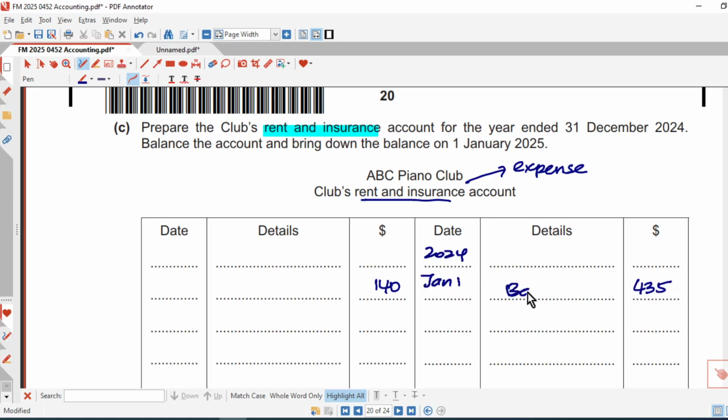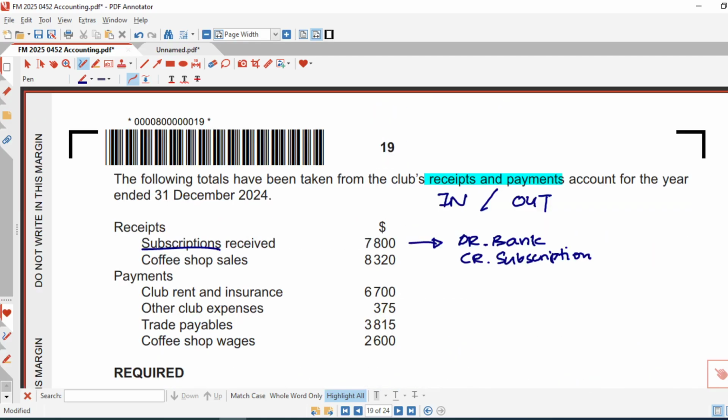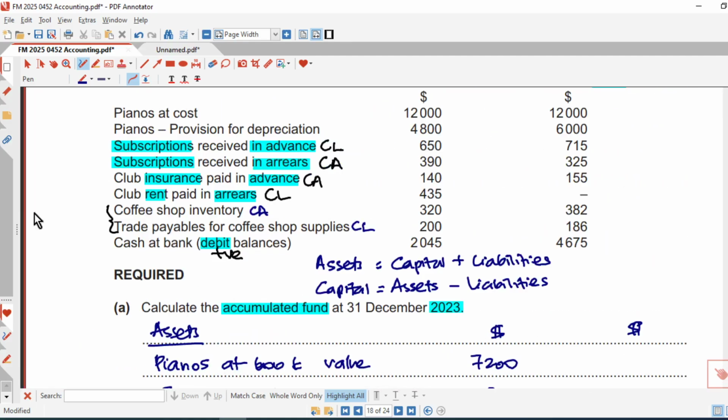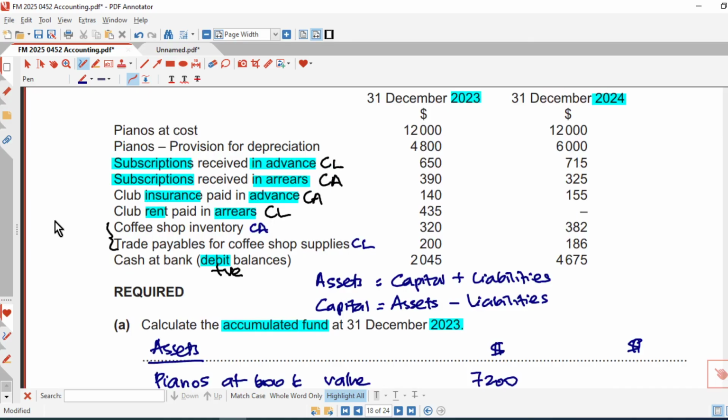January 1st, this is your balance brought down. That's what I always do. The first thing is always sort out the opening balance. That's the easiest part. So for the next part, we're going to look at some other information regarding rent and insurance. Do we have anything up here?